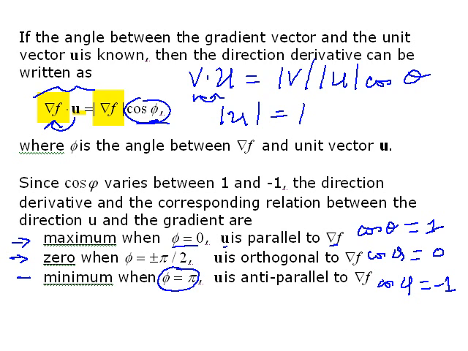So if you look in the direction of the gradient, you will find that the rate of change there is maximum. If you look in the direction anti-parallel to the direction of the gradient, you'll find that the rate of change is minimum, and if you look perpendicular, you will find the rate of change is 0.